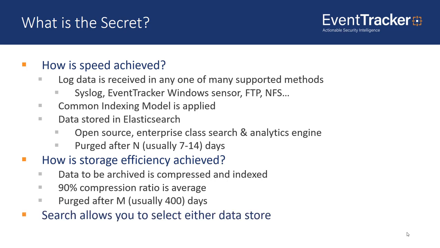compliance use case. Now when you're searching, as you are in EventTracker version 9, you can search from either side. You can either search in the Elasticsearch dataset, which is usually the last 7 or 14 days, or you could search against the archives, which is the last 1 year's worth.